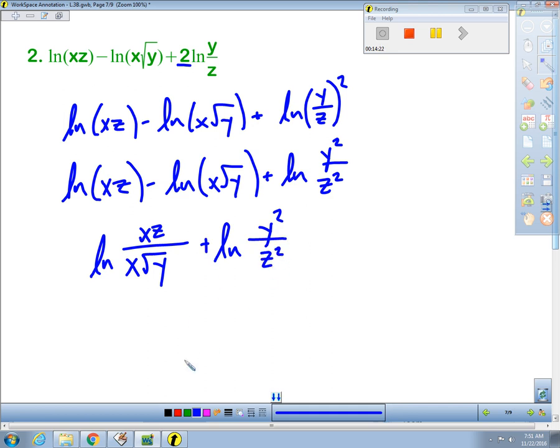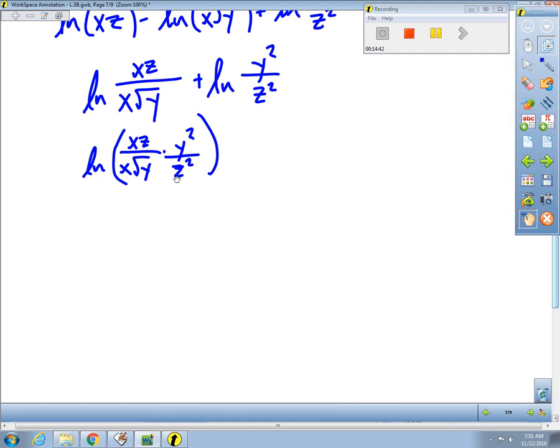Oops, that's a plus. Now I have addition between logarithms. That's the same as multiplying. This is xz over x square root of y times y squared over z squared. And all of this is inside the logarithm.